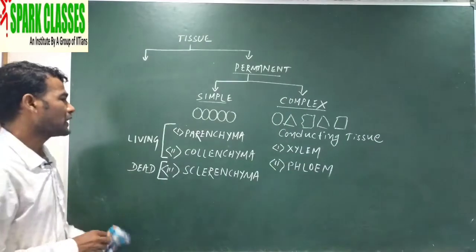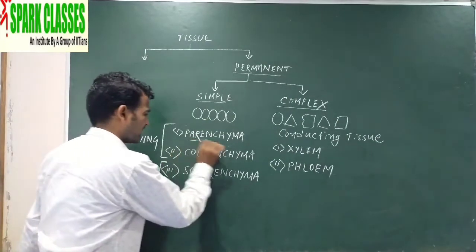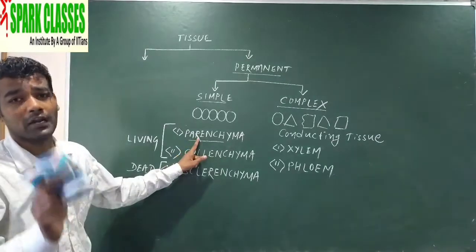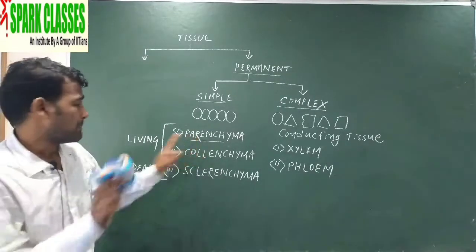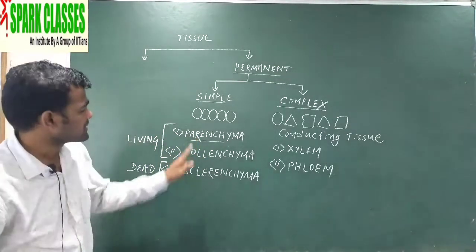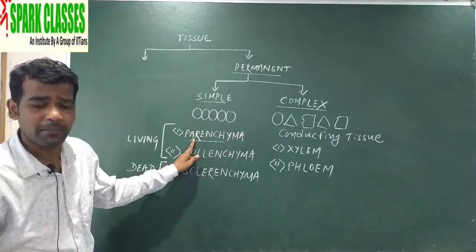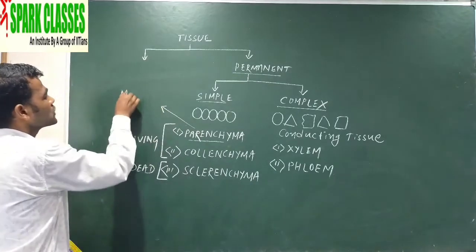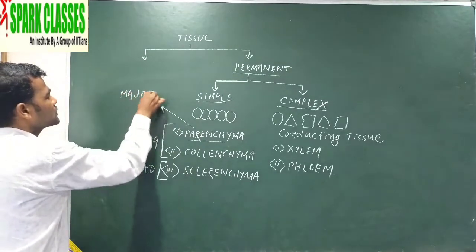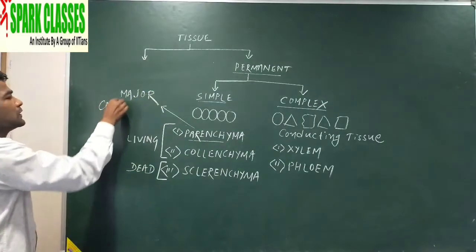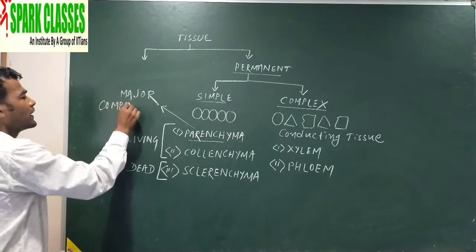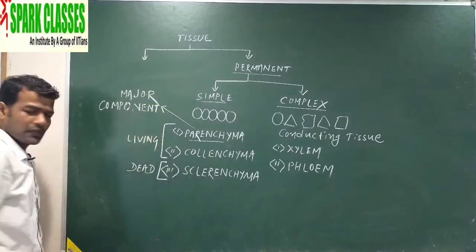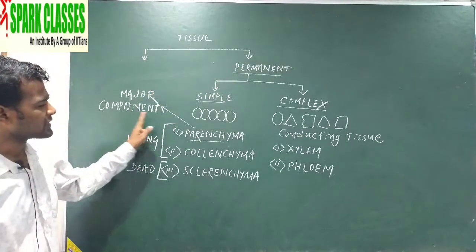And another important difference, the first one, parenchyma, constitutes the major component of the plant body. Major component means the maximum part of the plant body is made of this parenchymatous tissue. So parenchyma forms the major component of the plant body. Sometimes a question comes, major component of plant body. Major component means the major part of the plant body is made of which tissue?